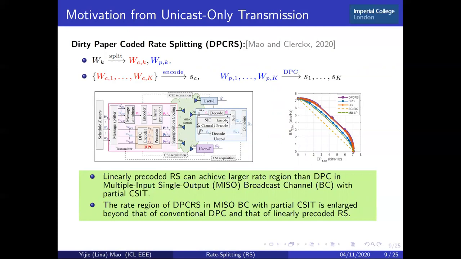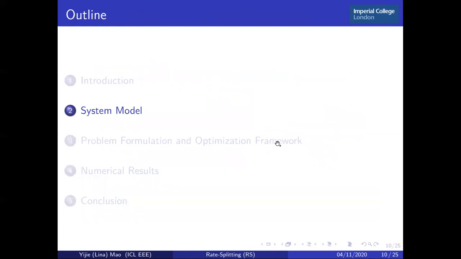It also outperforms linearly precoded rate splitting, which is this orange curve, and the power domain NOMA, which is this yellow curve. Therefore, the performance benefits of dirty paper coded rate splitting in unicast-only transmission motivate us to apply dirty paper coding in non-orthogonal unicast and multicast transmission. So next, I will introduce the system model that we propose.